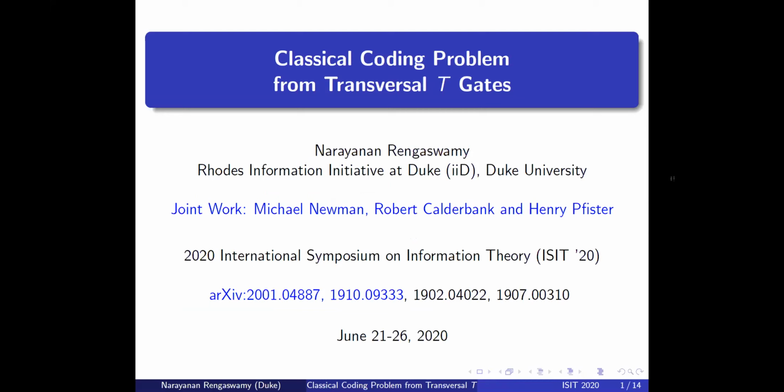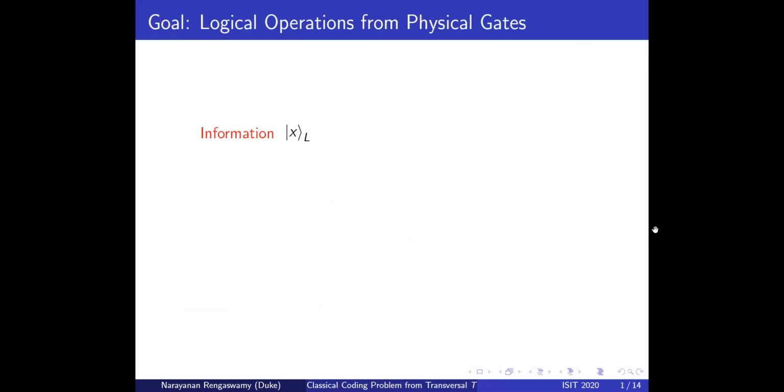This is joint work with my advisors Robert Calderbank and Henry Pfister, and Michael Newman, who was a postdoc at Duke. This talk is primarily based on the ISIT paper, which is at this link, and the longer version of this paper is here, and it builds on prior work that I'll explain as I proceed. Okay, so let me start with some quick motivation.